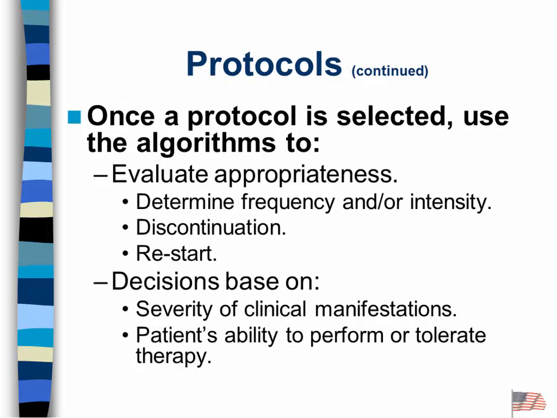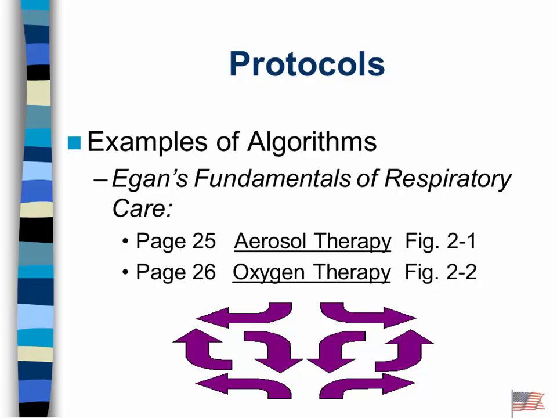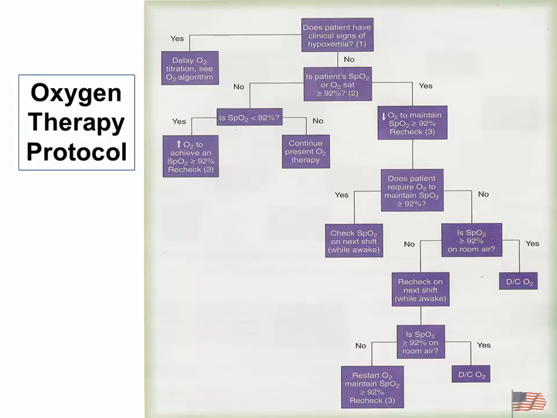So once the protocol is selected, we need to evaluate the appropriateness. When is it time to stop it? Do we need to restart it? And also looking at the severity as far as the clinical manifestations and whether they're able to tolerate it. Some examples of the oxygen therapy protocol out of that book called Egan, and basically they're just step-by-step things. In most hospitals, if they have a protocol, it looks exactly like that. If you see this, do this.